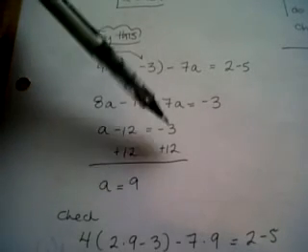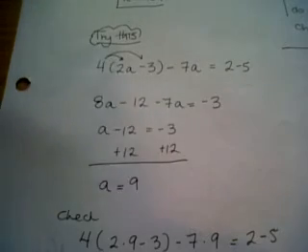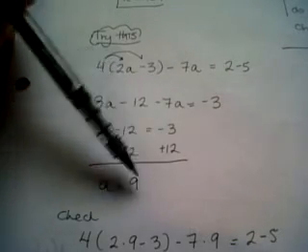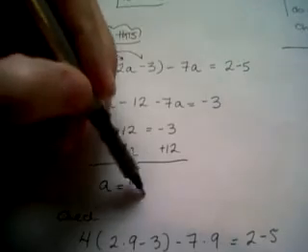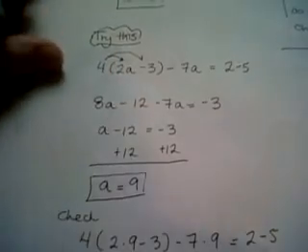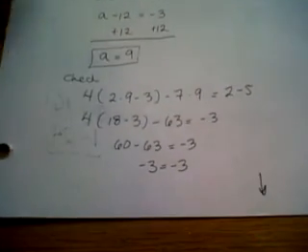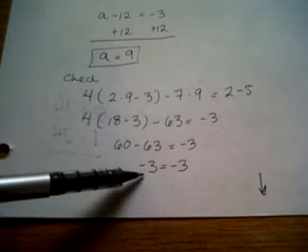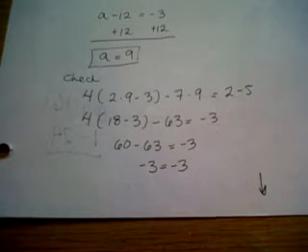But if I add 12 to the left-hand side, I have to add 12 to the right-hand side of the equation, and negative 3 plus 12 gives me a 9. So a equals 9 is my solution. I can check my answer by plugging it back in, and lo and behold, I see it comes down to negative 3 equals negative 3. That means it works.